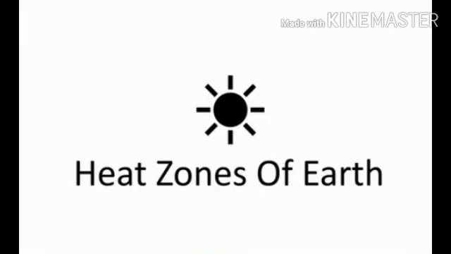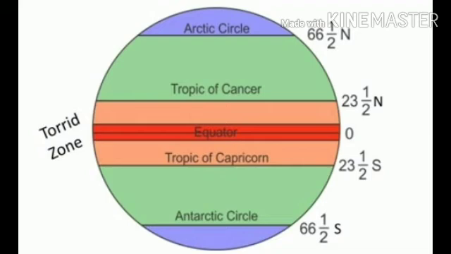Now let us see the heat zones of the earth. The midday sun is exactly overhead at least once a year on all latitudes in between the Tropic of Cancer and the Tropic of Capricorn. This area therefore receives the maximum heat and is called the torrid zone. So once in a year, the sun's maximum heat falls in between these two zones. So they will be receiving lots of heat, right? So they are called the torrid zone.